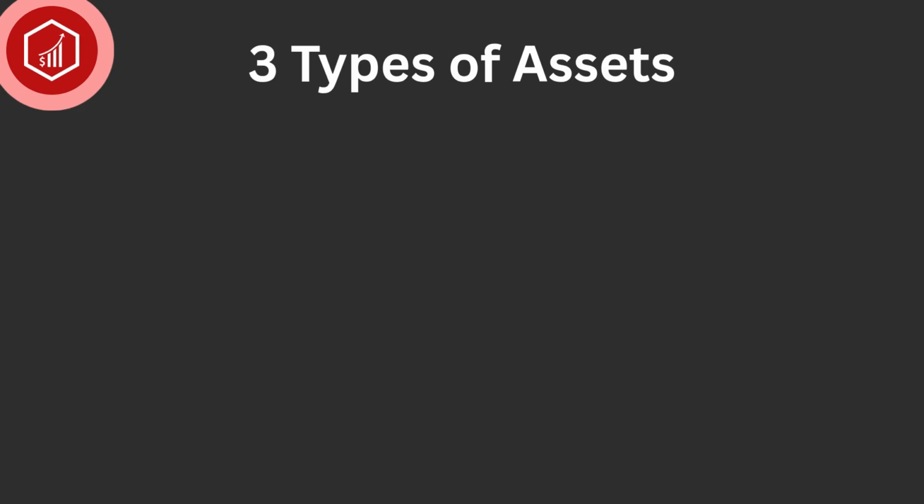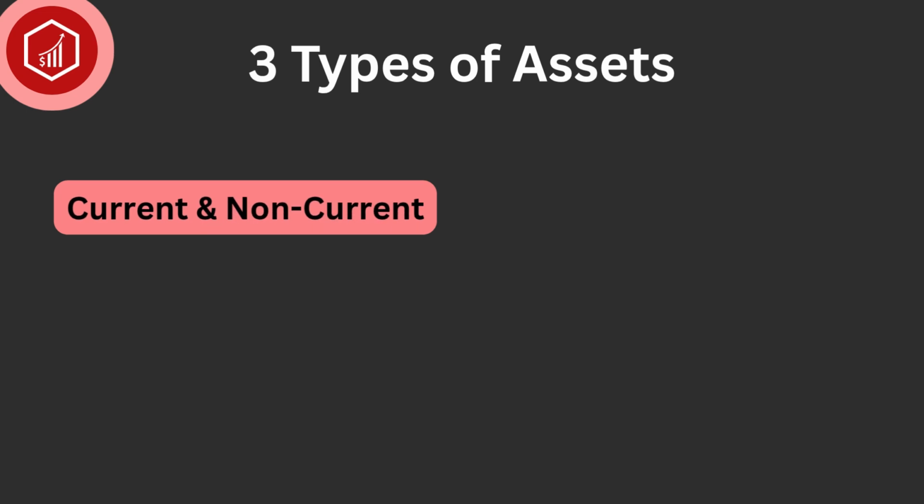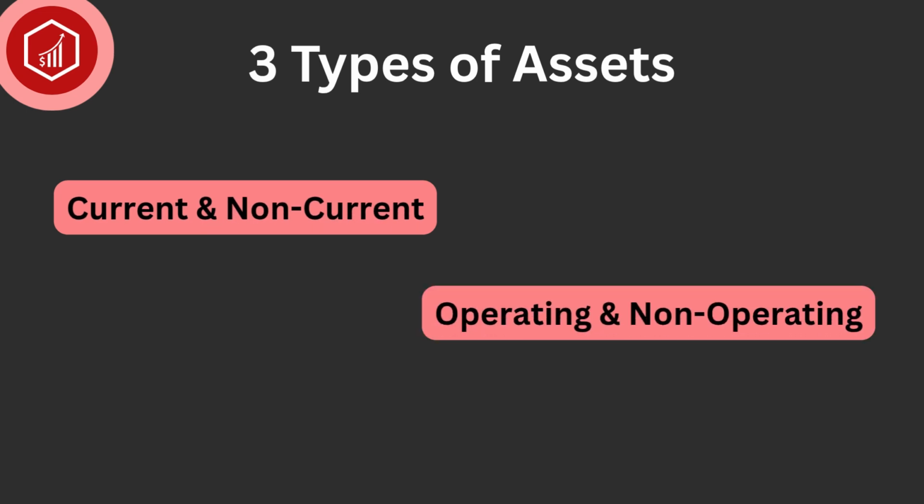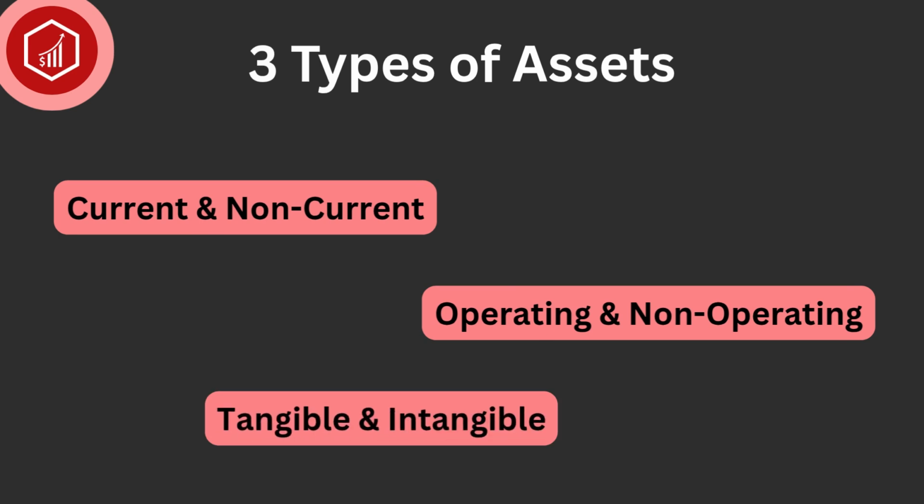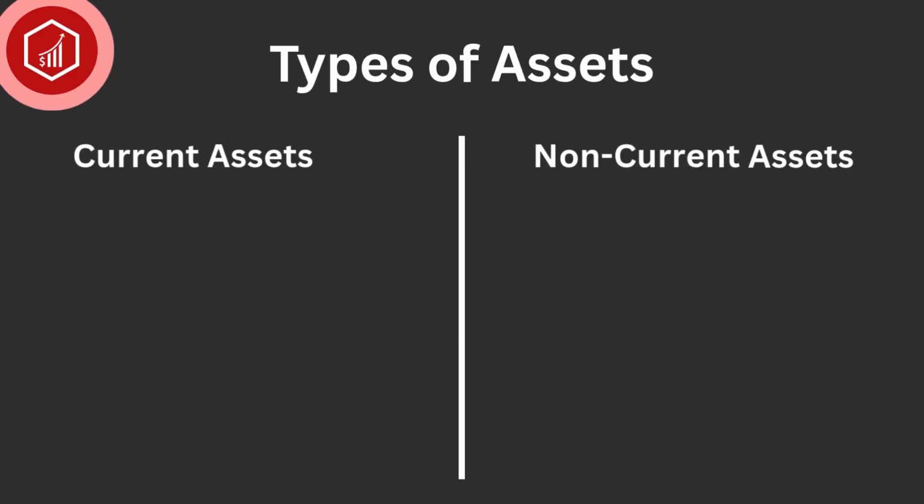For assets, we distinguish between three types of assets. First, we have the current and the non current assets. Second, the operating and the non operating assets. And then last, we have the tangible and the intangible assets.